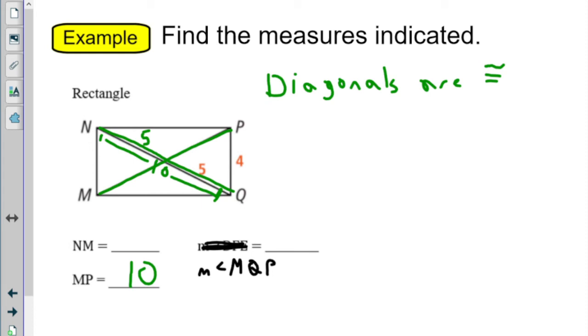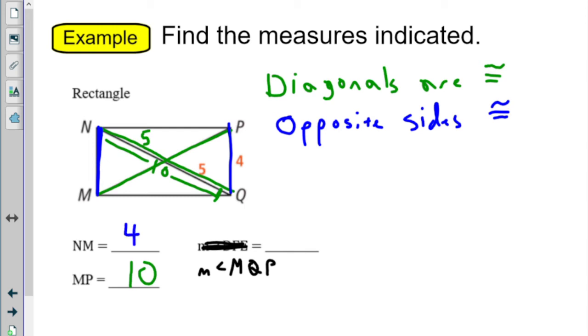Because to get N to M, that's a side in the rectangle, not a diagonal. So we look at what we know about the sides in a rectangle. And I know in a rectangle that the opposite sides are congruent. So the sides across from each other have to be the same. So if I want to know what that side is, then I just need to look at the side across from it, which is P to Q. That's 4, so N to M also has to be 4.